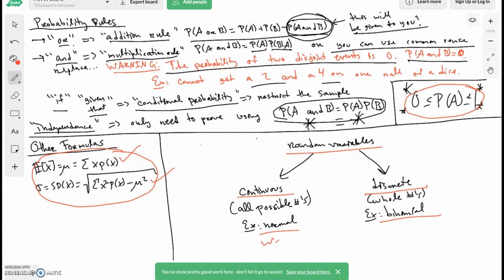Something else that I can think of is maybe weight, right? Weight, you can weigh 102 point whatever. Binomial, something like siblings, right? You can't have a third of a sibling.